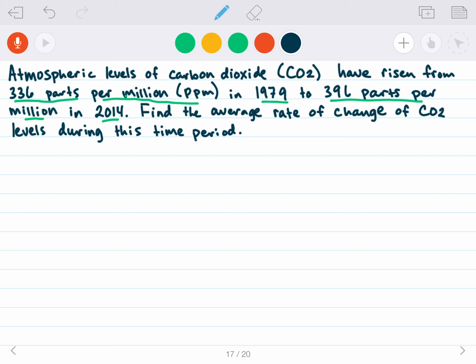So remember that A and B are our inputs, and always, unless stated otherwise, time is going to be our input. So what's our starting time and what's our ending time? Well, typically when they give you years like this, we're not going to use the actual year itself as the time, but we're going to see how many years pass by to label that as our time. So for instance, our starting value for years is always going to be 0, right? Year 0, which happens to be 1979.